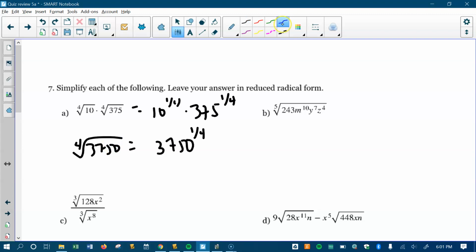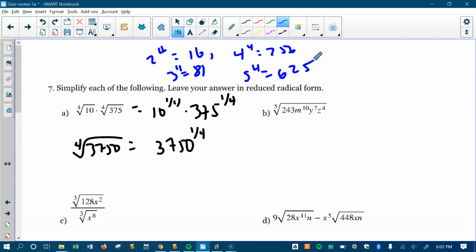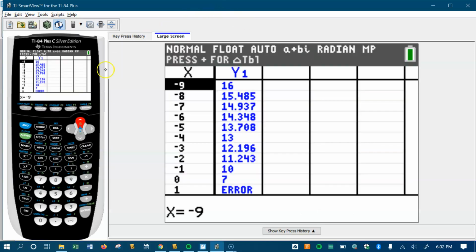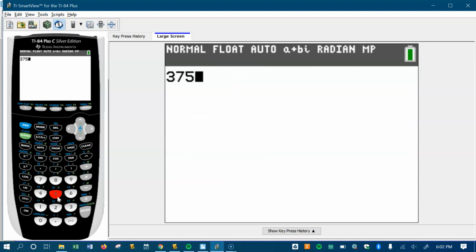4th root numbers in your Powerful Numbers booklet are numbers like 16, because that's 2 to the 4th. There's 3 to the 4th, which is 81. There's 4 to the 4th, which is equal to 256, I think. So all of these numbers are in your Powerful Numbers booklet, and we're looking for one that goes into 3,750 evenly. So let's see what we got here. Let's do 3,750 divided by 625.